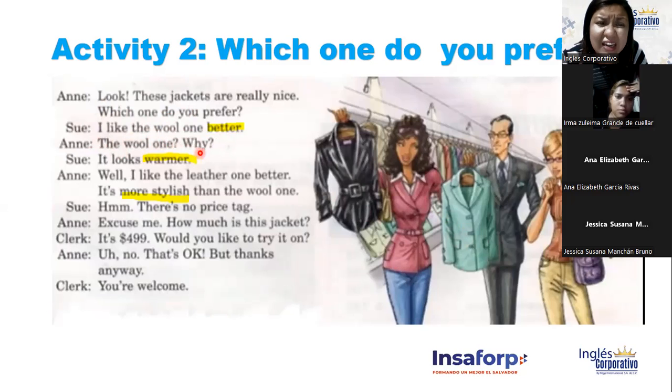Le dice la de lana, ¿por qué? Because it looks warmer, se mira más calientita. Anne says, well, I like the leather one better. A mí me gusta más, le dice, la de cuero. It's more stylish than the wool one. Tiene más estilo. So they are comparing the two jackets, and in that way they are using comparatives.